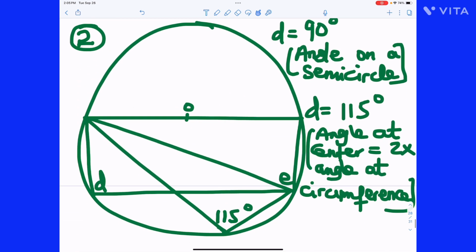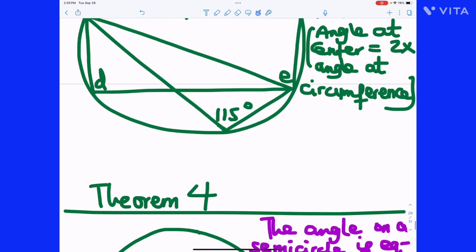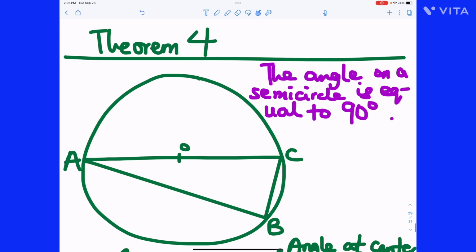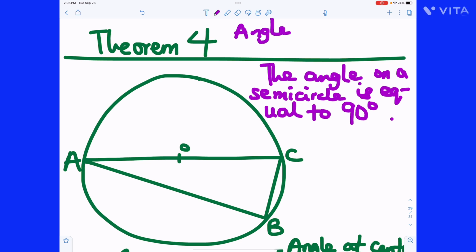Let's continue. The next question, number 2, says we should find angles E and D. First of all, there's a theorem we must also write called Theorem 4. Theorem 4 is titled angle on what? Angle on a semicircle. Let's look at this theorem before we answer number 2. Now, the angle on a semicircle is equal to 90 degrees. This is very easy to prove.